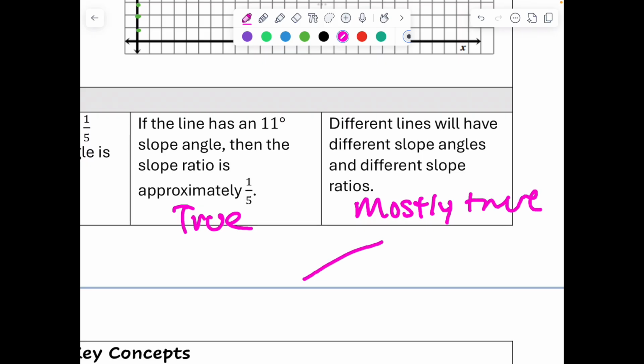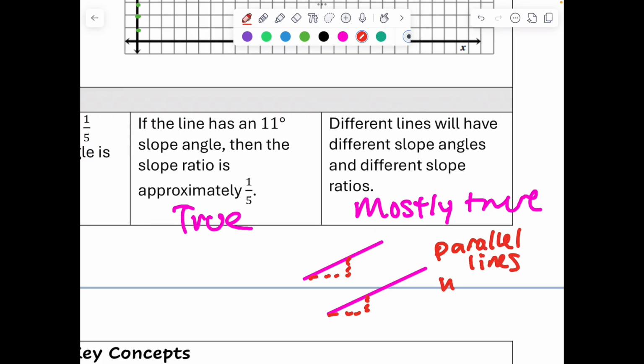But we could have 2 different lines here that are parallel, and they would have the same slope because they're parallel. Parallel lines have the same slope.